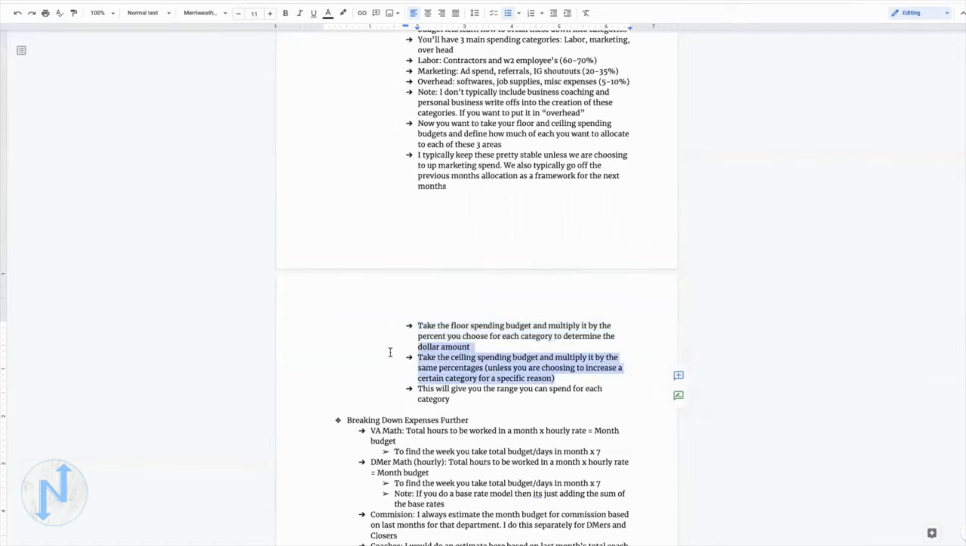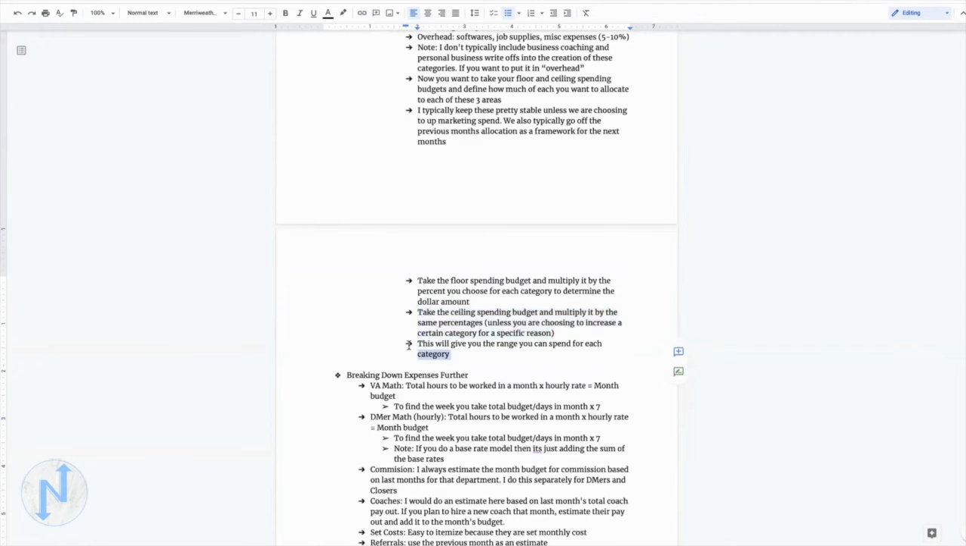Then you're going to do that same thing for the ceiling. So you'll take the ceiling spend, multiply it by the same exact percentages, and that will get you how much you're going to spend if you go to the max, right? It'll get you a range for contractors, marketing, and overhead. So now you'll have a range for the overall company, ceiling spend, floor spend, and now you have a range, ceiling spend, floor spend for labor, marketing, and overhead. Okay. Like I said, this will give you a range that you can spend for each of these categories.